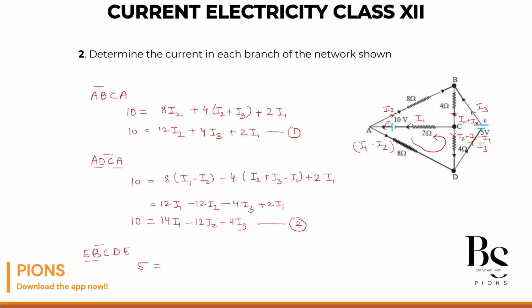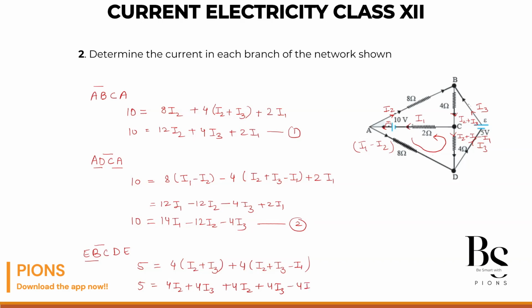Let's move from B to C. Is there any resistor? Yes, sir. 4 ohm and current I2 plus I3 across it. C to D, yes, sir. 4 ohm and we both are in the same direction. And current I2 plus I3 minus I1. So this will be 5 equals 4I2 plus 4I3 plus 4I2 plus 4I3 minus 4I1.